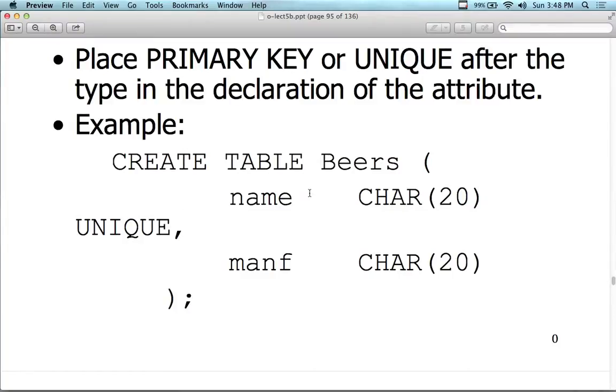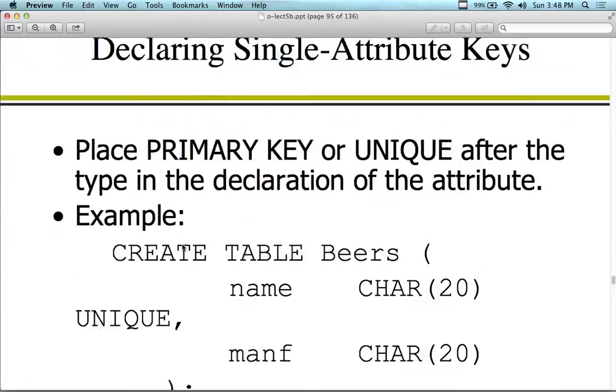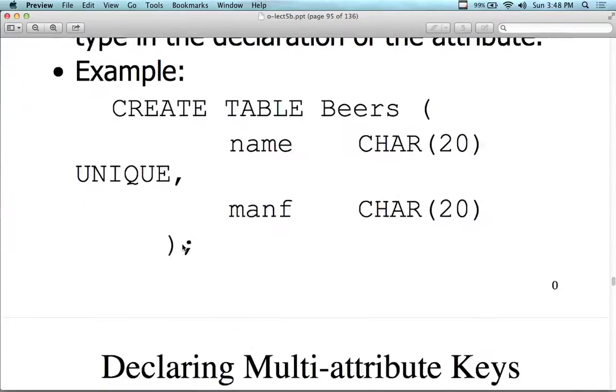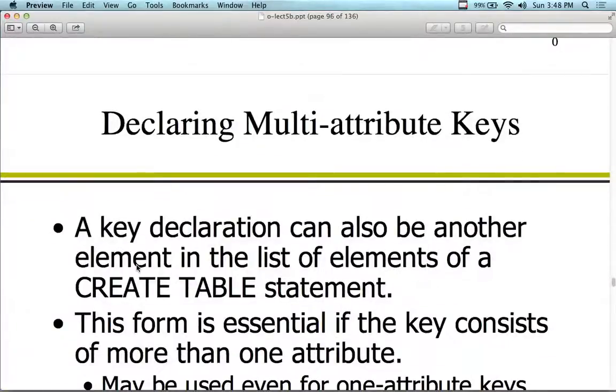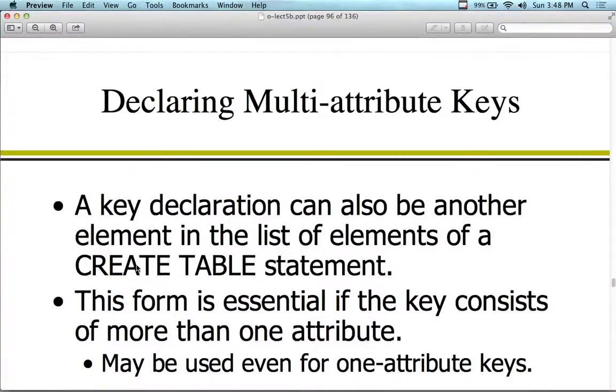So create table beers, name character unique, comma, manufacturer character 20. So the name and the manufacturer are both characters, and name is unique. And we put the keyword unique next to the data, right after the data type, actually, in this example. It doesn't make it a primary key, it just makes it unique. Or we could declare multiple attribute keys.